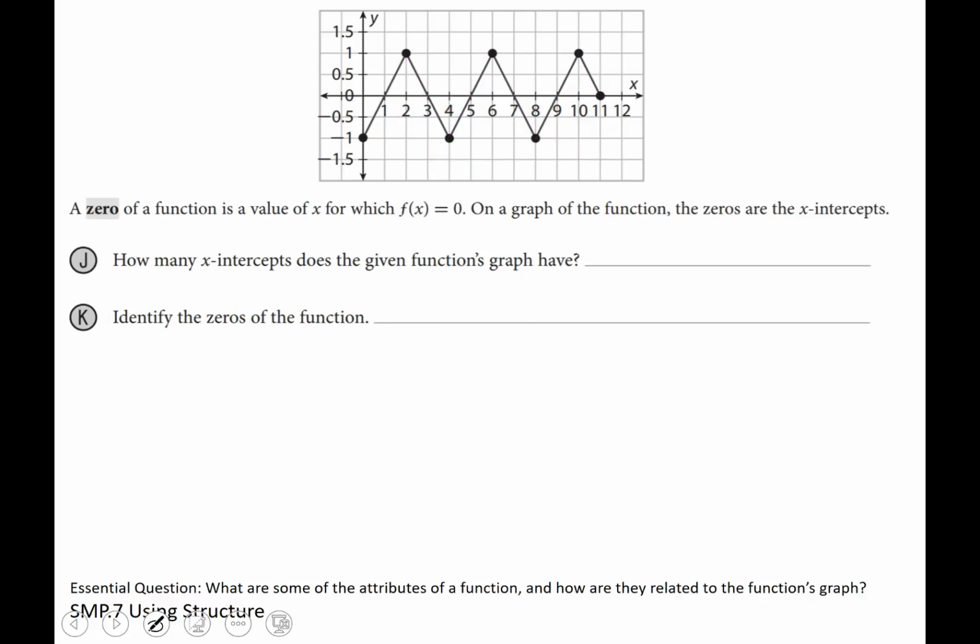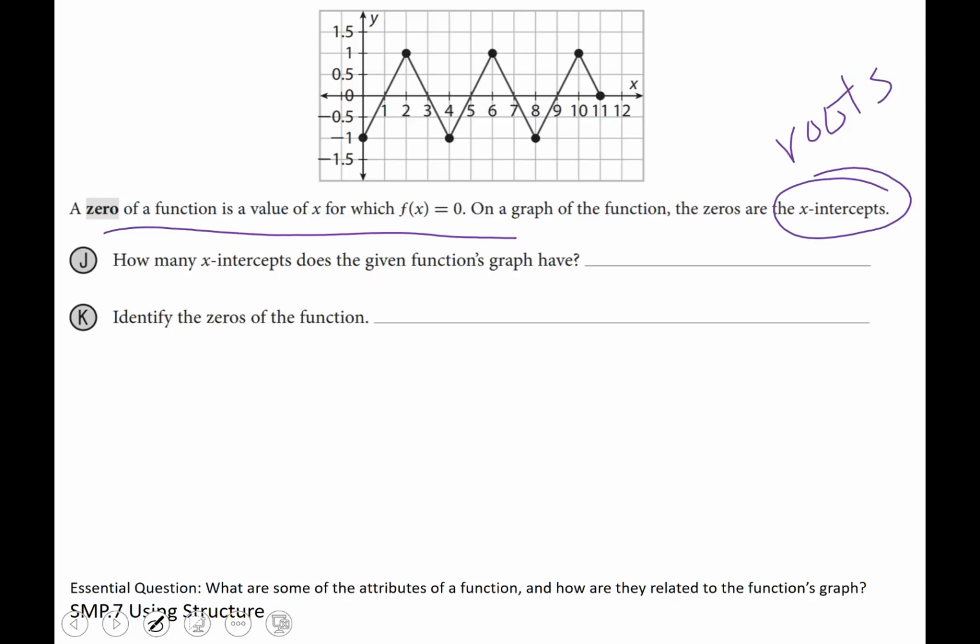All right, now this one's really important. Zeros come up quite a bit. A zero of a function is a value for x for which the y or f of x equals 0. Okay, they're also known as x-intercepts. They're also known as, eventually we'll get to, roots. Okay. So zeros, x-intercepts, and roots are all the same thing.